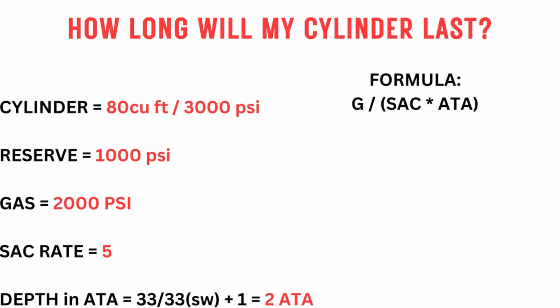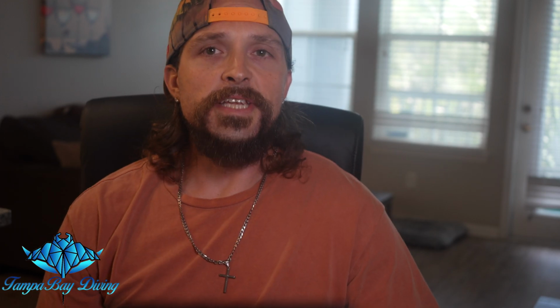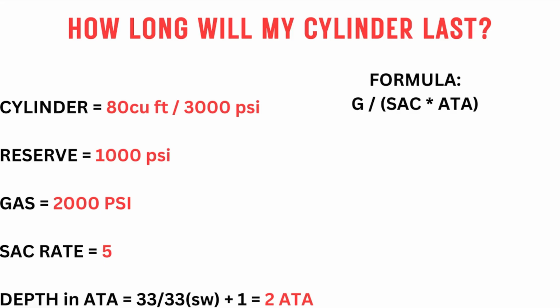We'll stay at our aluminum 80 with a working pressure of 3,000 psi. However, when planning your dive, you always want to leave some air set aside in reserve for emergencies. So a safe way to do this is to use the rule of thirds. So we'll subtract 1/3 of our 3,000 psi, which is 1,000, and we'll just plan to have 2,000 psi in our cylinder. We'll need to carry over our SAC rate of 5 psi per minute, and we'll stay at our depth of 33 feet in salt water.